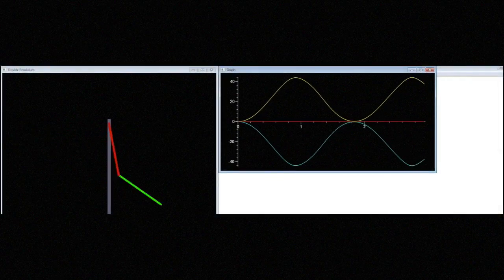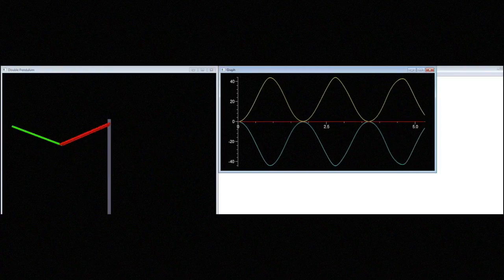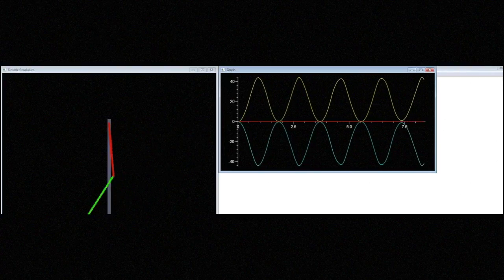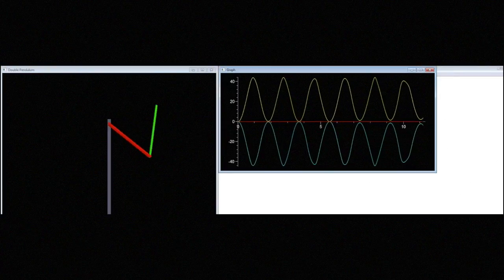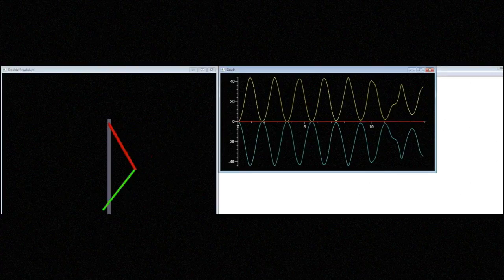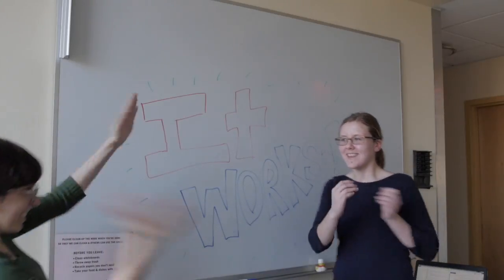So you can see our double pendulum system working. You have kinetic energy with the yellow line, potential energy with the blue line, and the red line is the total energy of the system. And you will see that our system is consistent with what would physically happen in the real world because energy is conserved. And once you complete all of these steps, you should find it works!